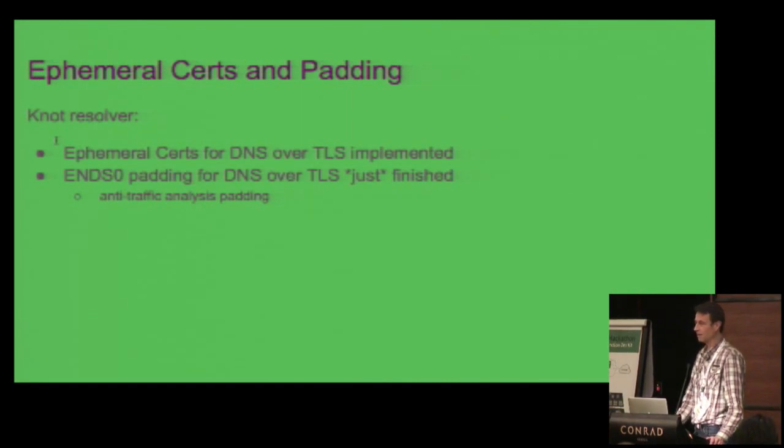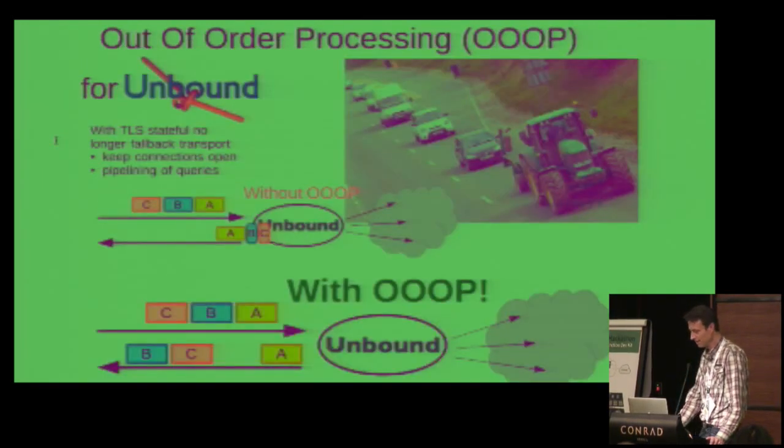Ephemeral certs and padding in Knot resolver, done. Now DNS over TLS can be set up with Knot resolver, and the EDNS0 padding leaks as little information as possible. Okay? So that no information can be inferred from the size of your answers, for example. So it's the kind of activities we've done.